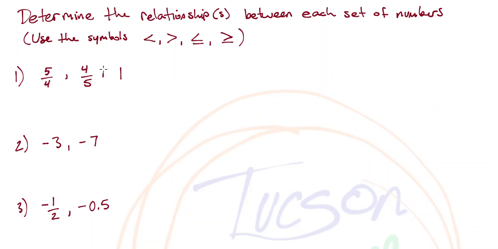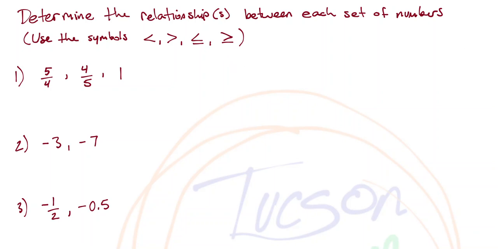Hello, in this recording, we're going to use the number line to determine the relationship, and by that we mean relative sizes between different numbers. And we're going to use these symbols, the less than symbol, the greater than symbol, the less than or equal to symbol, and the greater than or equal to symbol. And we're going to confine ourselves to those symbols. So whatever relationships we discover, we're going to have to figure out a way to describe them using those symbols.